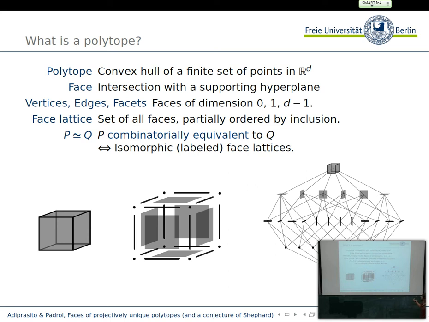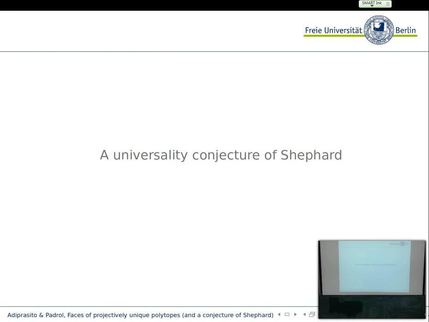And actually, technically, my polytopes have labels on the points. So when I say that they are combinatorially equivalent, I mean as labeled point configurations. So these face lattices have labels on these points. OK, so that's everything you need to know to start this talk.